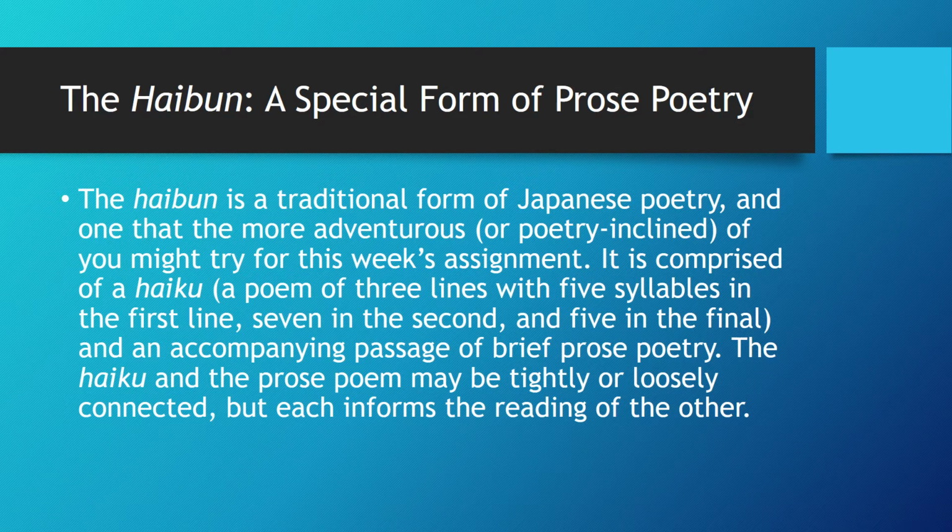The haibun, a special form of prose poetry. The haibun is a traditional form of Japanese poetry and one that the more adventurous or poetry-inclined of you might try for this week's assignment. It is comprised of a haiku, a poem of 3 lines with 5 syllables in the first line, 7 in the second, and 5 in the final, and an accompanying passage of brief prose poetry. The haiku and the prose poem may be tightly or loosely connected, but each informs the reading of the other.